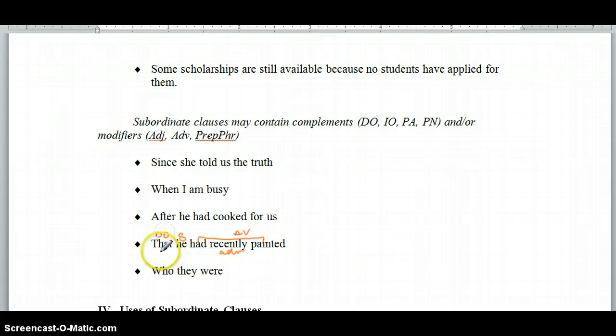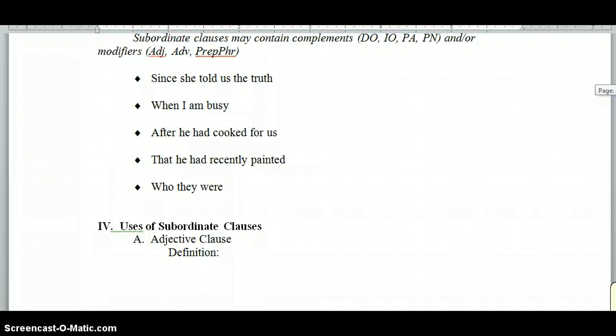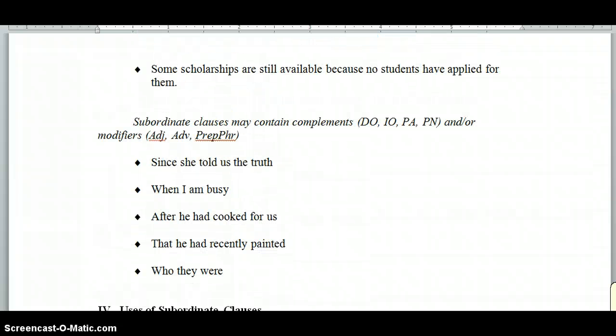He had recently painted that. In this case, the word that not only introduces the clause, it is the direct object of the clause. They were who, subject, linking verb, predicate nominative, who does double duty to introduce and serve a grammatical function within the clause. Now in the notes there are plenty, I've listed different subordinating clauses or subordinating conjunctions, and it would be worth your time to become familiar with those.